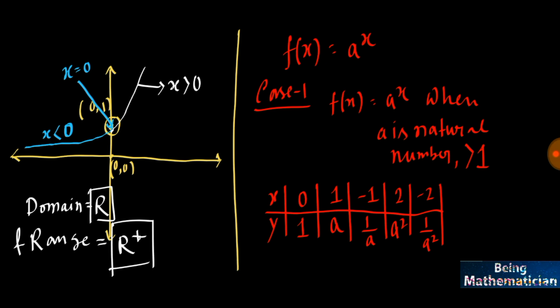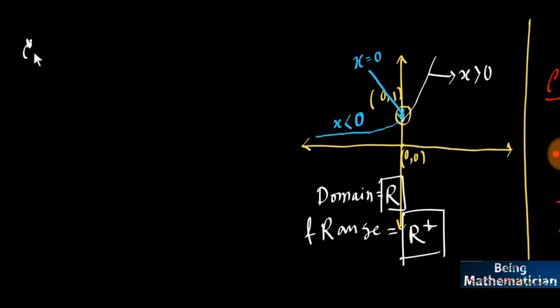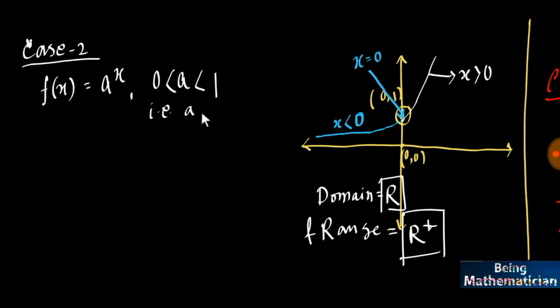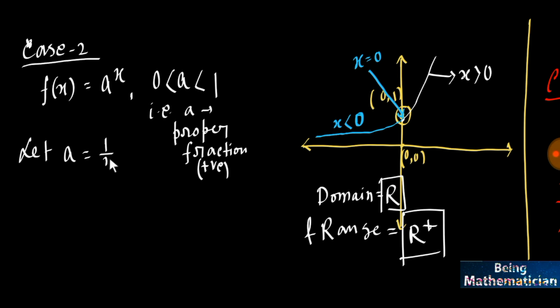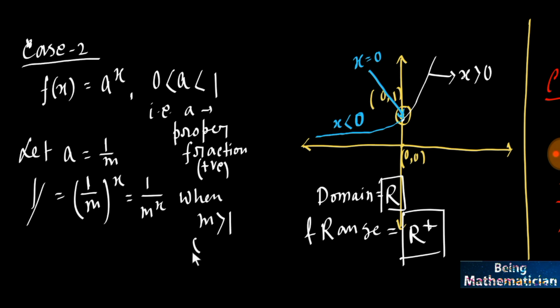Let's discuss the case number 2. The function is same as before, that is f(x) is a to the power x. Here a is greater than 0, less than 1, that is a must be a proper fraction, obviously positive proper fraction. So let a is equal to 1 by m. Therefore, function forms as (1 by m) whole to the power x, that means (1/m)^x when m is greater than 1 and m is natural number.